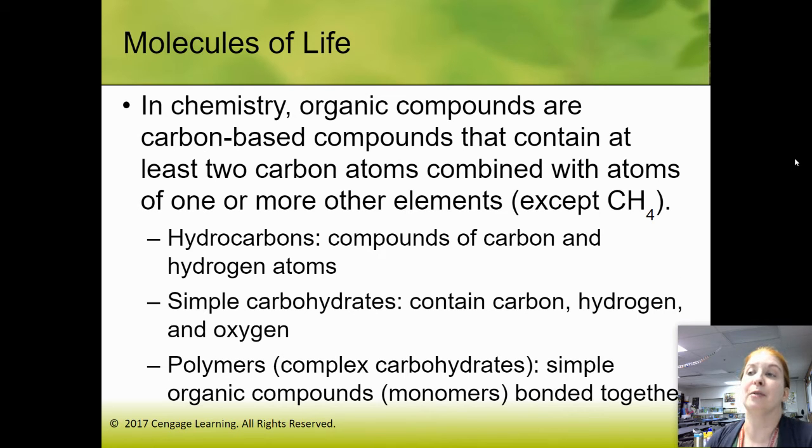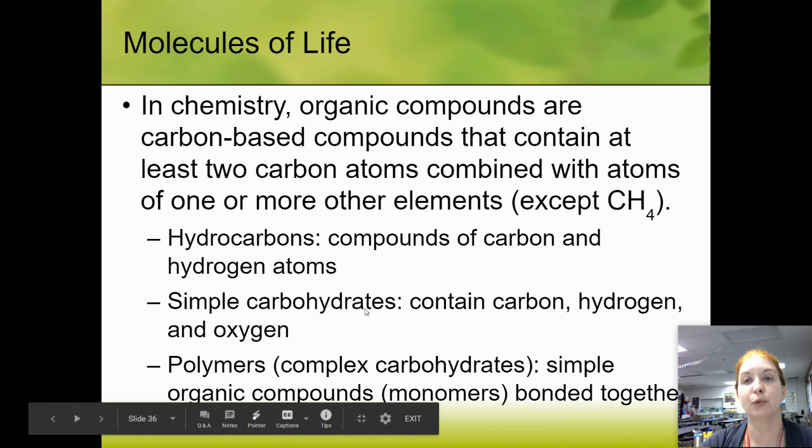So in chemistry, organic compounds are carbon-based compounds that contain at least 2 carbon atoms combined with atoms of 1 or more other elements. So you need at least 2 carbons, except CH4, that's the only one that's unique. So you have your hydrocarbons, compounds of carbon and hydrogen atoms. Then you've got your simple carbohydrates, and these are your carbon, hydrogen, and oxygen. And then you have your polymers, which are your complex carbs. Simple carbs are sweet. Complex carbs are more of your starches.